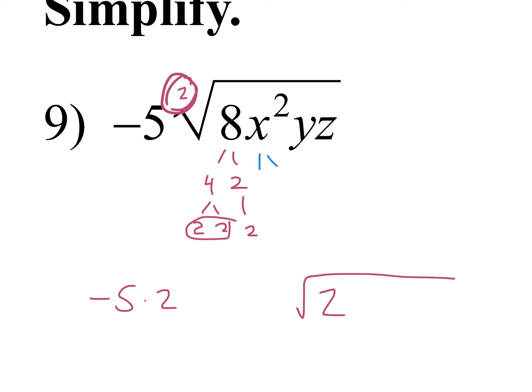Now let's do the same thing for the x's. How many x's do we have? 2. We're circling groups of 2, so that means we circle both of our x's. What do we do with the x's that we circle? Where does it go? On the outside. So 1 x goes on the outside because we have 1 pair of x's.